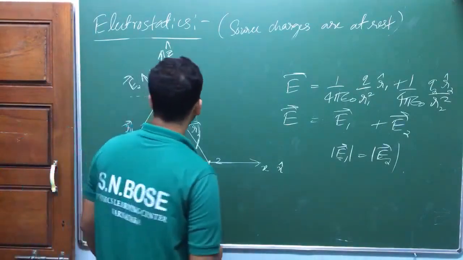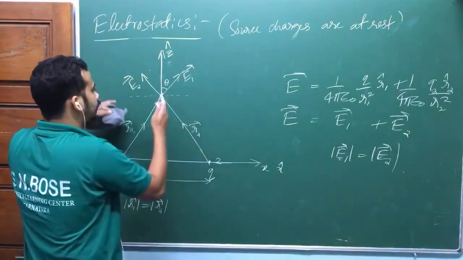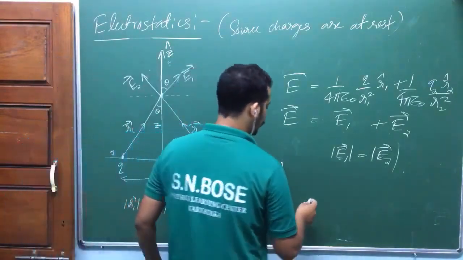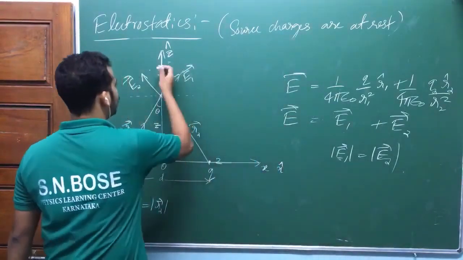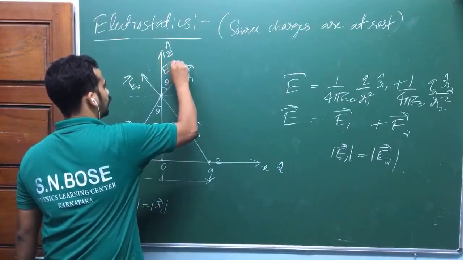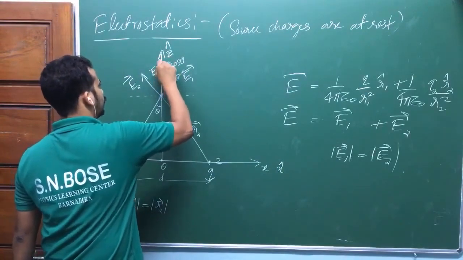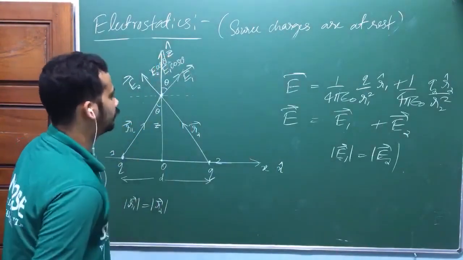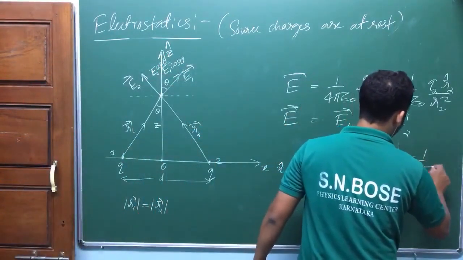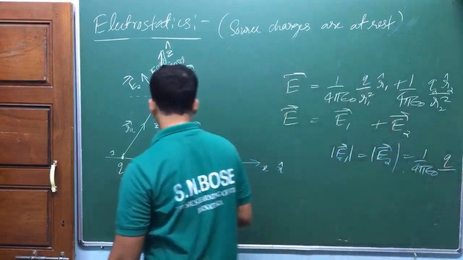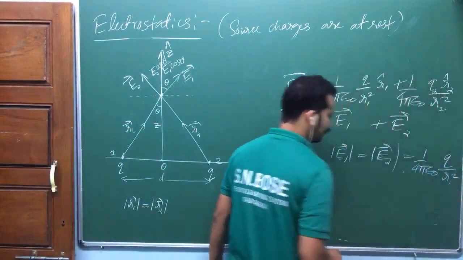Okay, let me proceed. Since horizontal component vanishes, only vertical component adds up. So your resultant vector magnitude will be, look at here, can I write mod E1 cos theta? Vertical component of this one, E2 cos theta. They are going to add up. And mod E1 is equal to mod E2, isn't it? That's equal to 1 by 4 pi epsilon naught, q by R1 square or R2 square, whatever you write. R1 square, isn't it?